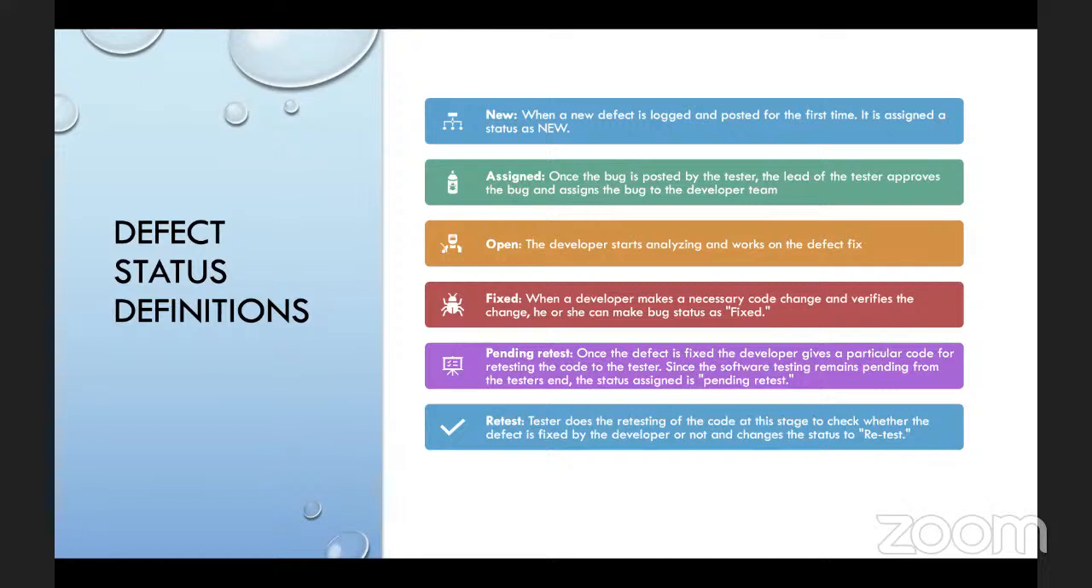Right? Pending retest, and then retest here. The tester does the retesting of the code at this stage to check whether the defect is fixed by the developer or not, right? And then changes the status to what? Retest, right? And then once it's done, it's verified, we say that the issue has been resolved. There's a status that we use. I see it very common among different companies as well: resolved. And then finally, they put closed, and then the issue gets closed completely, right? So just a little definitions here for you guys.